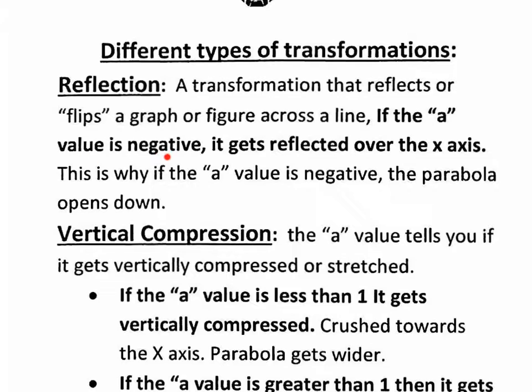If the a value is negative, then we know it's opening down. That means that the original parent graph that was opening up got reflected over the x-axis. So a negative a value will reflect it over the x-axis. And this is why, if the a value is negative, the parabola opens down.